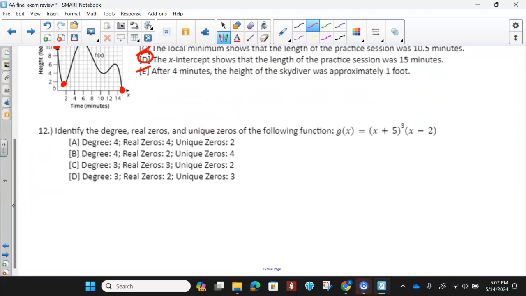Now number 12. Remember, degree, that is the exponent. So again, we are not just at 3, because remember this x minus 2 here, this 0 also has an exponent of 1. So that's why we have a degree of 4. Then if you recall the difference between real and unique zeros, well, unique, when I think of someone who's unique, they're different, they're special, right? So how many different unique zeros do we have here? Well, we only have 2. We have x is equal to negative 5 and x is equal to positive 2, because remember, change the signs. So there are only 2 unique zeros. That's why the answer here is A.